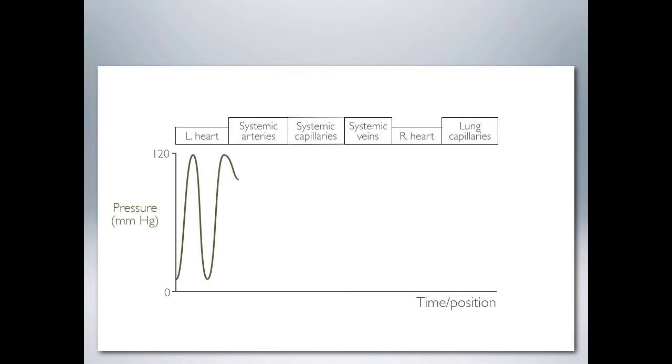So for example, here we have in the left heart those big oscillations in pressure that we talked about before when we looked at the Wiggers diagram, and we went through all the details in the last lecture about valves and blood flow in certain directions and everything. So that's what it looks like. You get these very large oscillations in pressure.